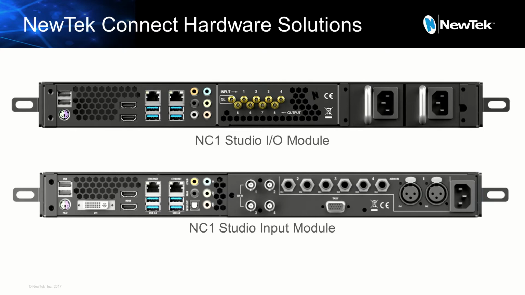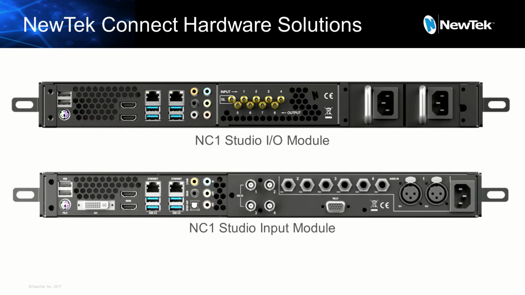The first, the one that's the lower picture that you see on here, is the NC1 Studio Input module. This is what we had previously when we first introduced IP Series. It's been renamed and branded as the NC1 Studio Input. This is an input-only module. It gives you 4 SDI inputs. It also does have analog audio on here as well, and will allow you to hook up 4 more 3G SDI inputs into the system.